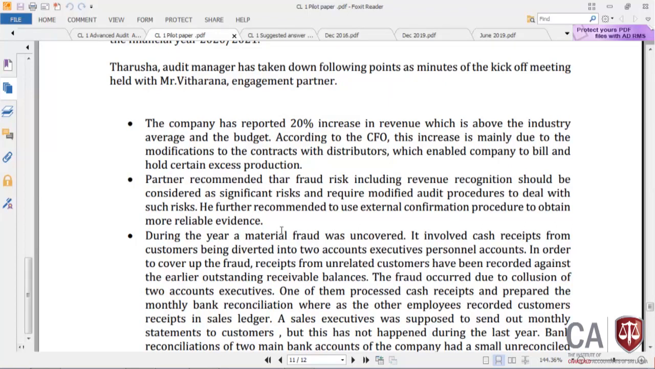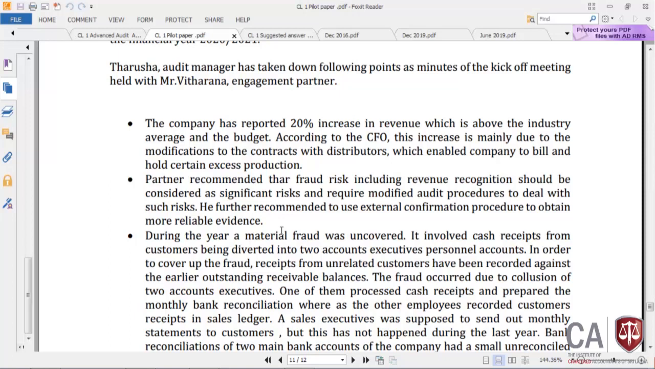The company has reported a 20% increase in revenue, which is above the industry average and the budget. According to the CEO, this increase is mainly due to the modification to the contract with distributors, which enables the company to build and hold certain excess production. In my reading, there is no problem about internal control. It is some other information, because it says the sales recorded are above the industry average, but again it is not regarding internal control.